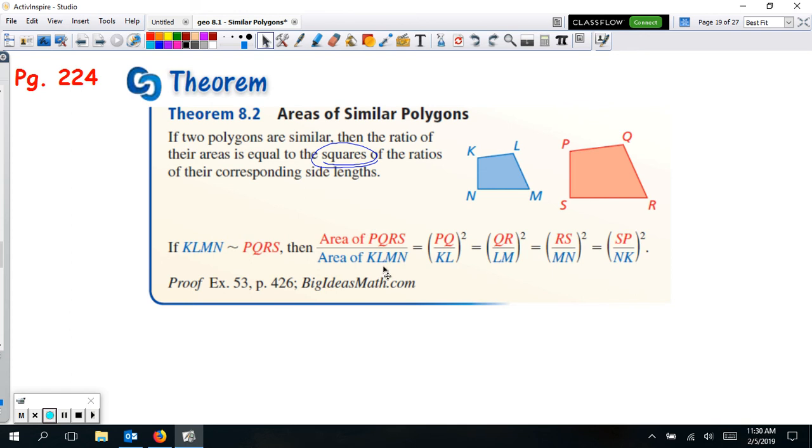Now it doesn't matter which one you put on top and the bottom as long as you're consistent in doing things. So they found the area of the blue one, put it on the bottom. They found the area of the red one, put it on top. And what that's going to be is if two polygons are similar, then the ratio of their areas is equal to the squares, and circle that or highlight that, the squares of the ratios of the corresponding side lengths.